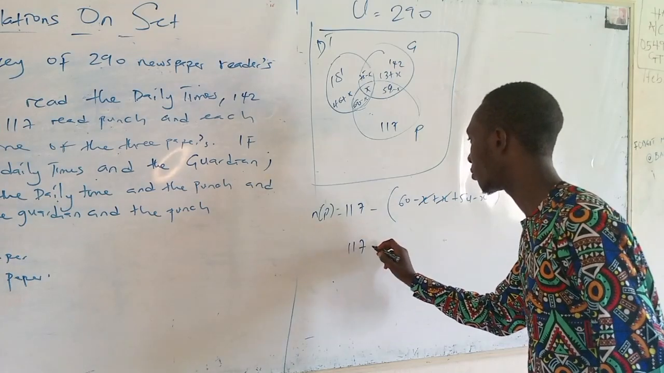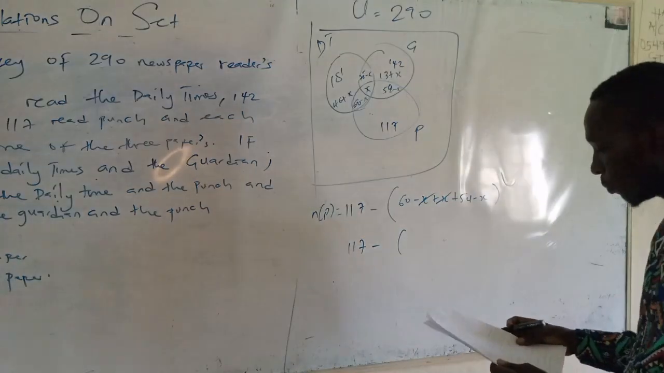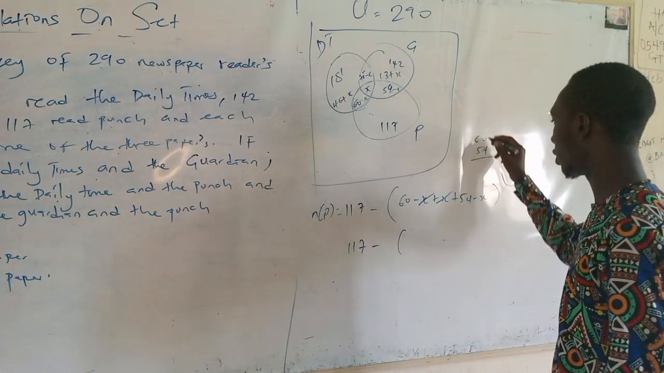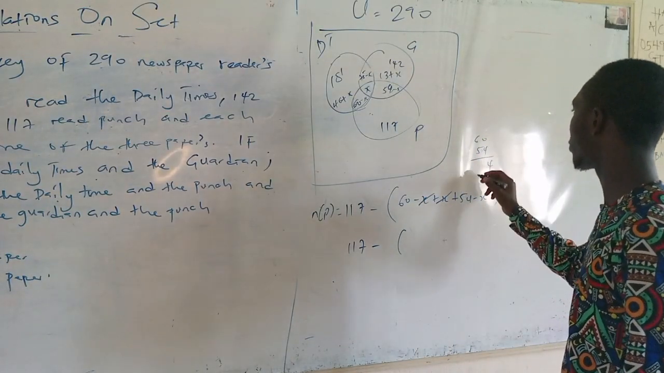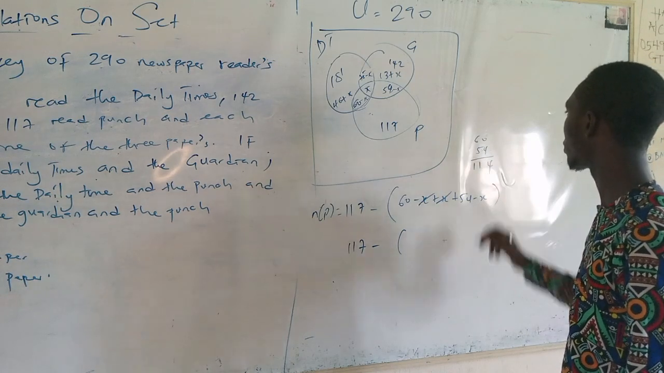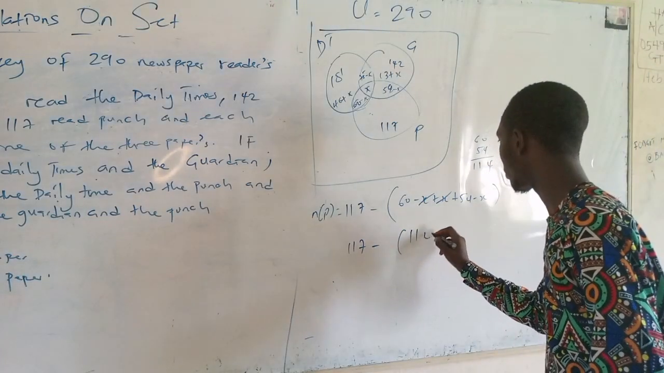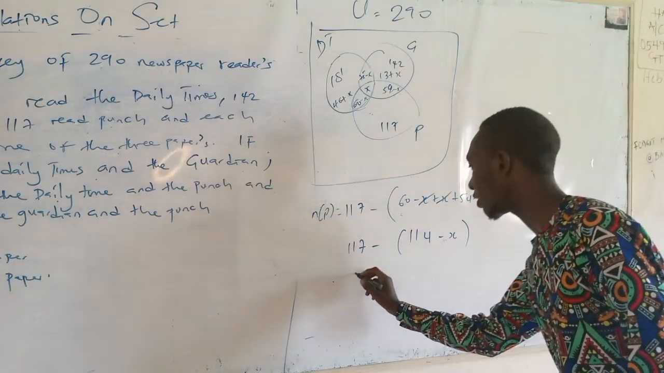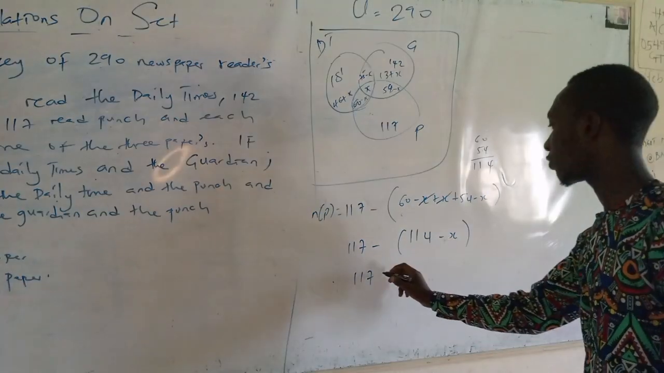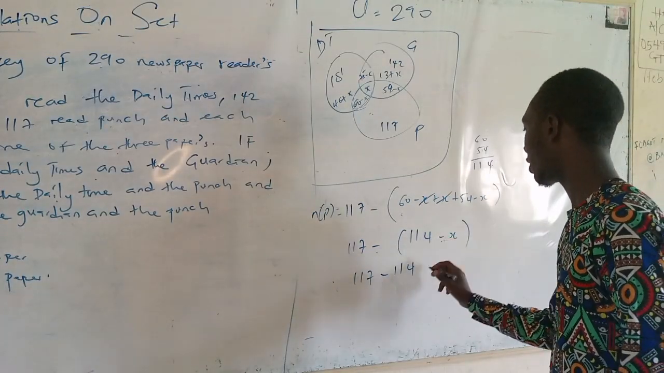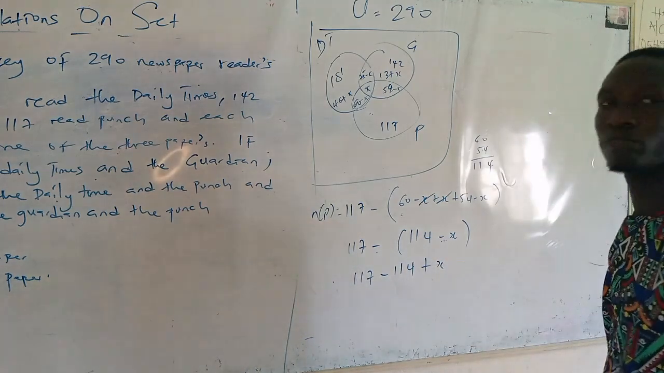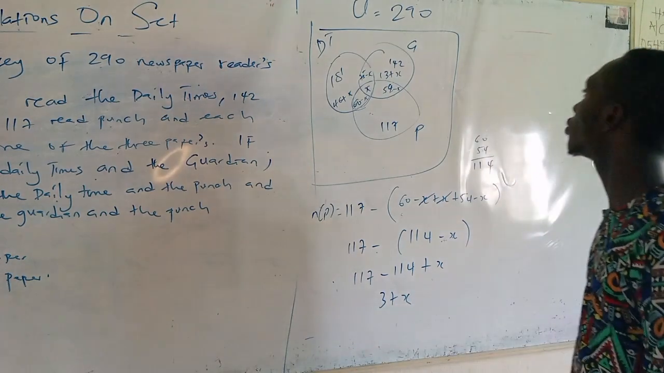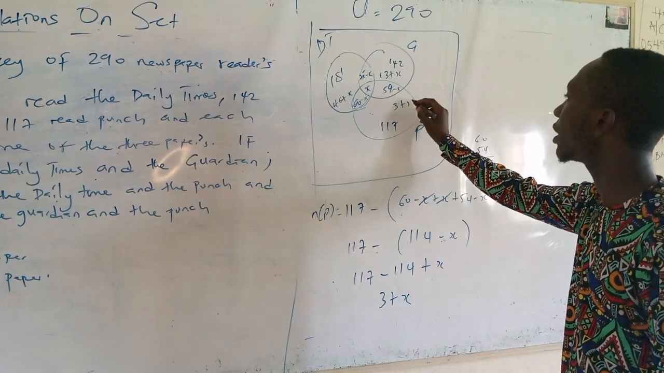So I left 117 minus what? Now 60 plus what? 54. Let's add it, 54. This 4, 6 plus 5 is what? 11. So we have 114 minus x. I left with this minus x. So therefore use the minus to open the bracket. Minus times 114 is minus 114. Minus times minus is plus, I left it with x. 117 minus 114 is what? 3 plus x. So only punch is now 3 plus x.